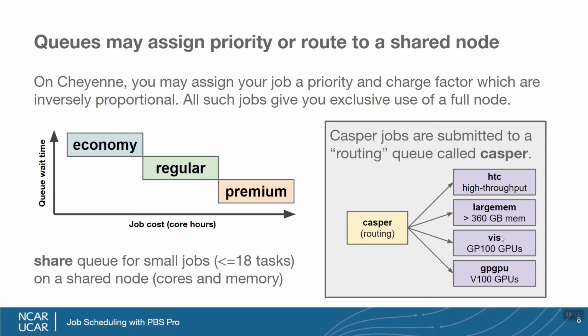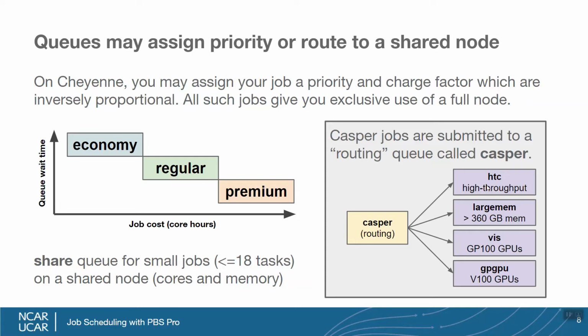This is important to know purely for the fact that when you query that job after submitting it, you'll probably see one of these 4 queues. You won't see Casper. So if you say, okay, I submitted my job to Casper, but it says it's in the viz queue, what's up with that? It's because of that routing that happened there.